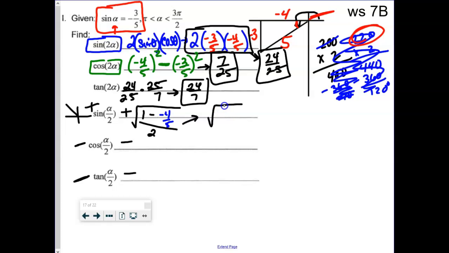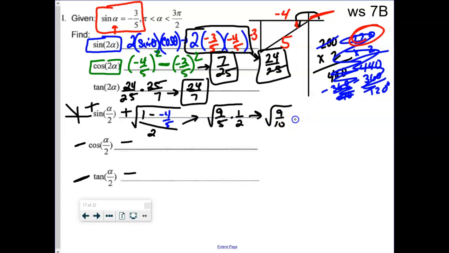You guys follow Taylor's math there? 5/5 plus 4/5? Okay. So you've got 9/5, and then divided by 2 is the same thing as multiplied by half. And all this mess is under a radical. So y'all, you got square root of 9/10.